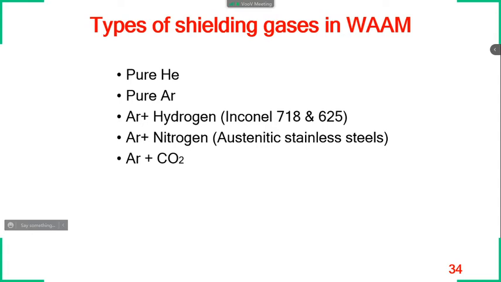So why do we go for an argon nitrogen mixture? For example, we are going to deposit a stainless steel, any grade like 316L. It is a dual phase stainless steel where austenite is the major phase and ferrite is the minimal phase. Austenite will be more than 95% and ferrite less than 5%. That is the phase composition. As we know, nitrogen is one of the strong austenite stabilizers.